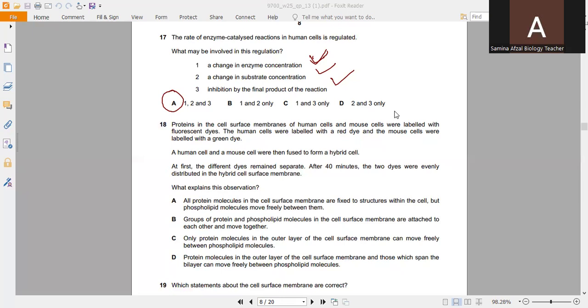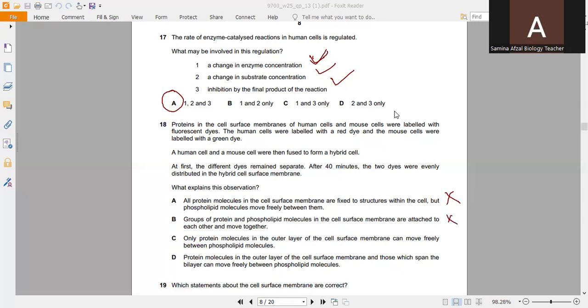All protein molecules in the cell surface membrane are fixed to cell structures within the cell, but phospholipid molecules move freely between them. This option is incorrect because it claims proteins are fixed. If they are fixed, the dyes would never mix. So this statement is not correct. Option B is incorrect because the proteins and phospholipids do not mix together in rigid attached groups like this. So again, this is not correct.